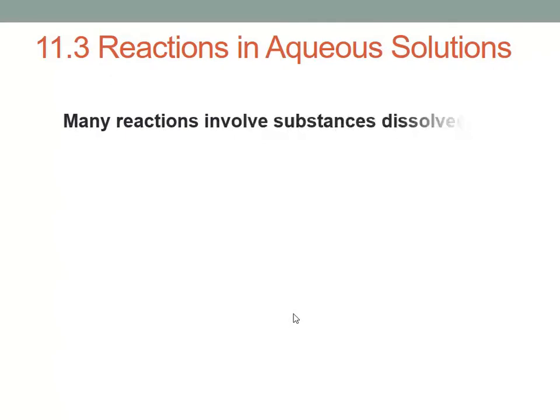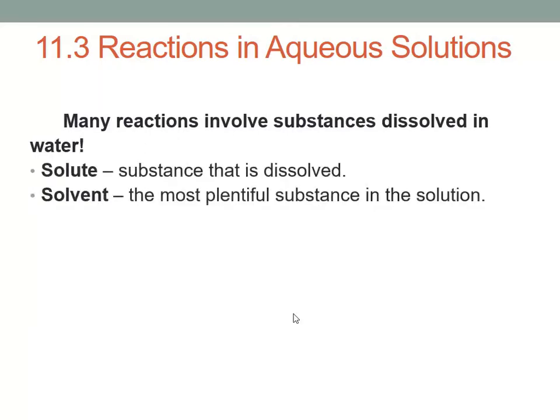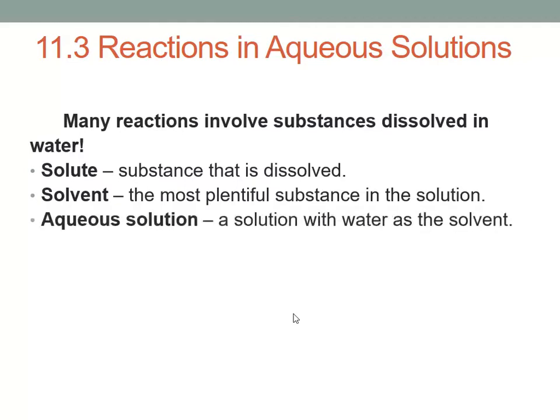All right, when it comes to reactions, many reactions involve aqueous substances, that means that they're dissolved in water. So a solute is a substance that is dissolved. So in your first blank there, you should have the word dissolved. And a solvent is the most plentiful substance in the solution. Usually, things are dissolved in water, and we term that aqueous. So an aqueous solution is a solution with water as a solvent.